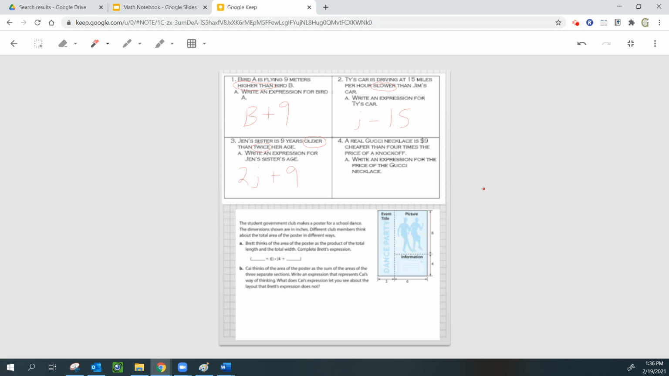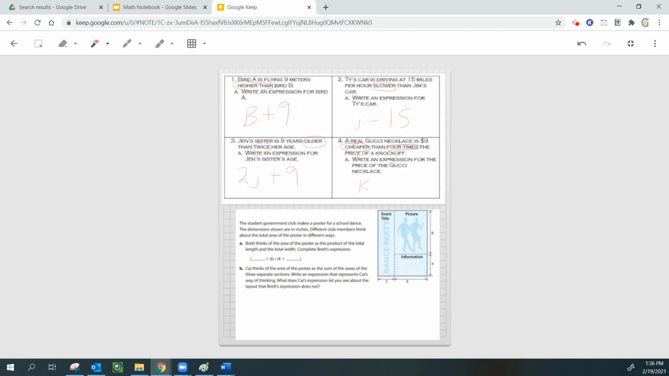For number 4, a real Gucci necklace is $9 cheaper than 4 times the price of a knockoff. So write an expression for the price of the Gucci necklace. So we have here the 4 times, and we have cheaper. So those are going to give me hints about what operations I need. So the knockoff costs some amount of money. I'll put K for knockoff. And the Gucci is $9 cheaper.